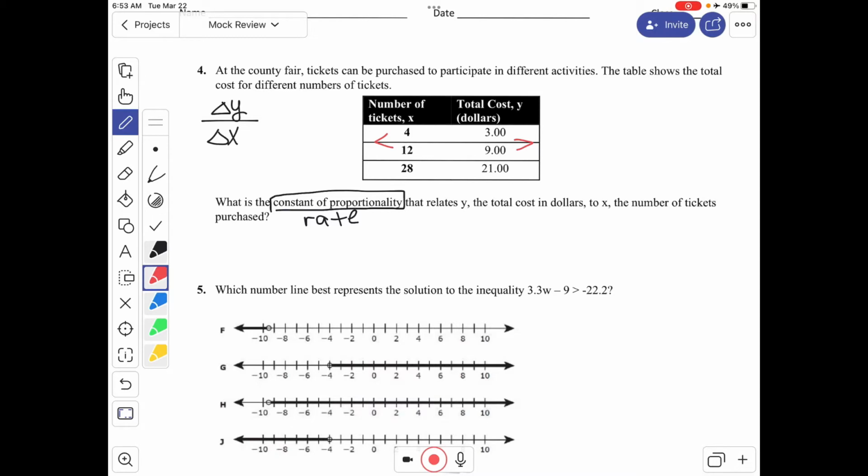So the Y's go on top, and the X's go on bottom. Or you could subtract them over here. 9 minus 3 is 6. And 12 minus 4 is 4. And then you need to simplify that, and it's going to be something dollars per ticket.